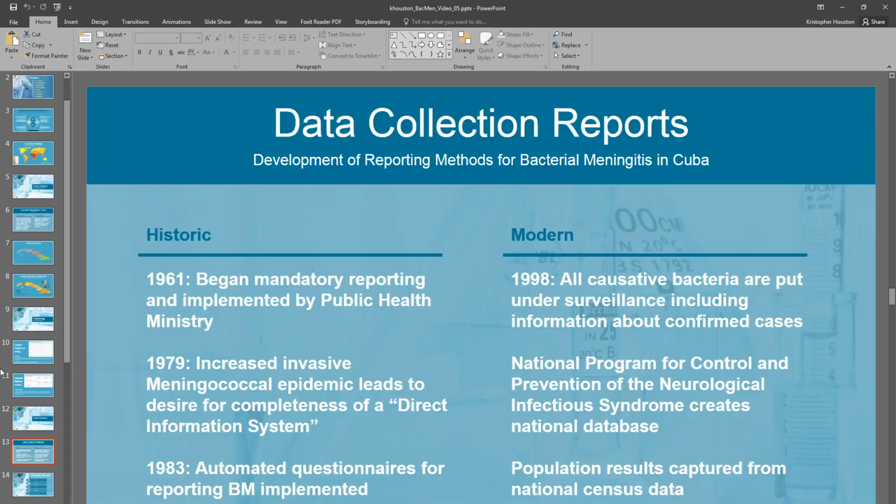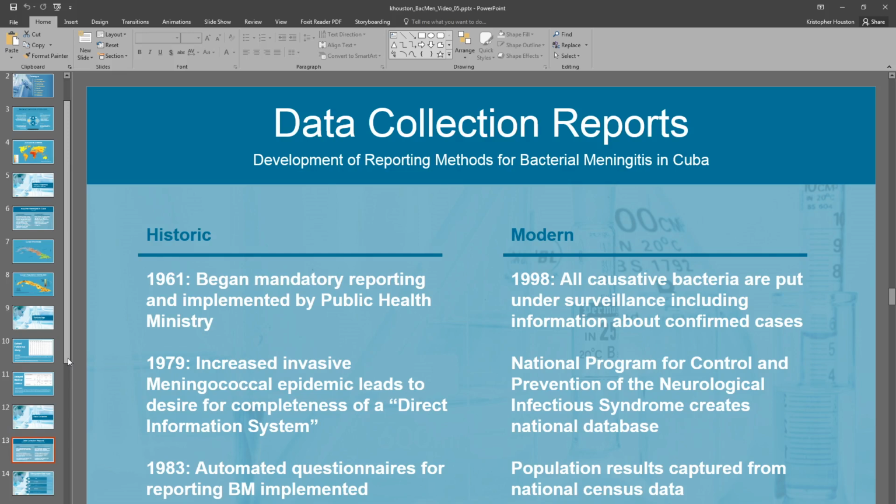For data collection, they actually collected quite a bit of data for the cases and the information about the people participating in the study. It was very dependent on settings that had been set up early on in the 60s. This began with 1961 and mandatory reporting, which is implemented by their relatively new public health ministry. That developed in 1979 with an increased invasive meningococcal epidemic.